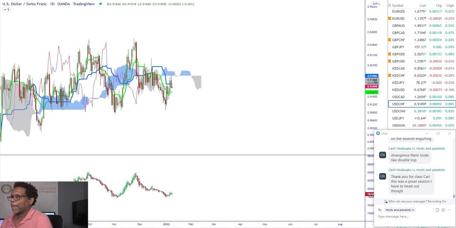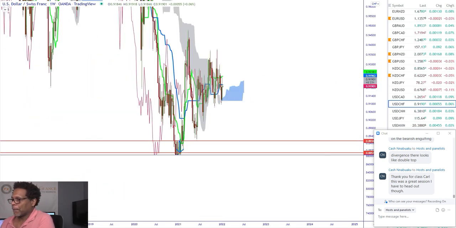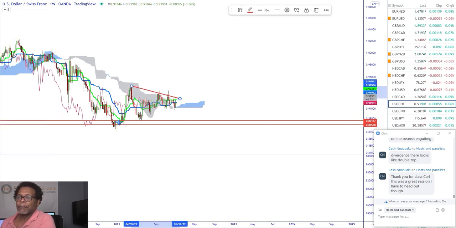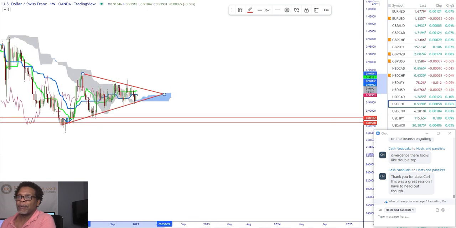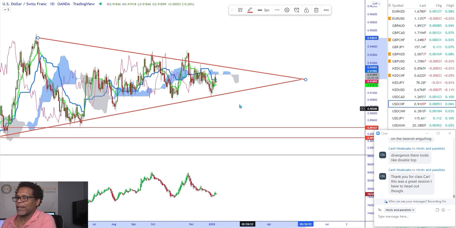USD Swiss Franc. Weekly. Weekly's looking like another P wave. All right. This is a P wave formation. So we're at the bottom, probably push to the top. Let's go to the daily. Probably seeing that push up to that level.